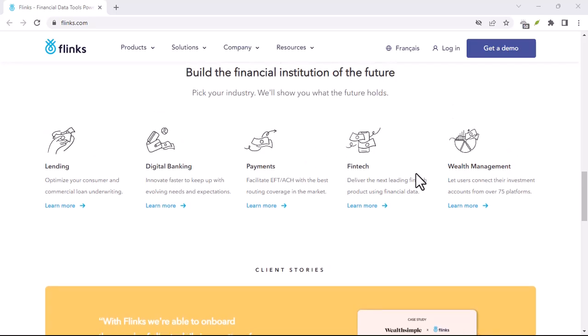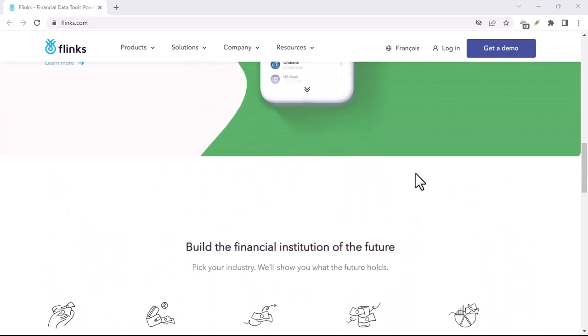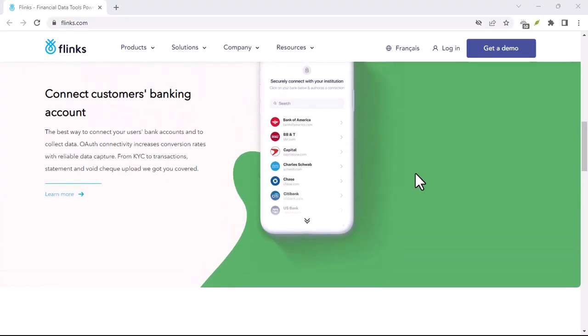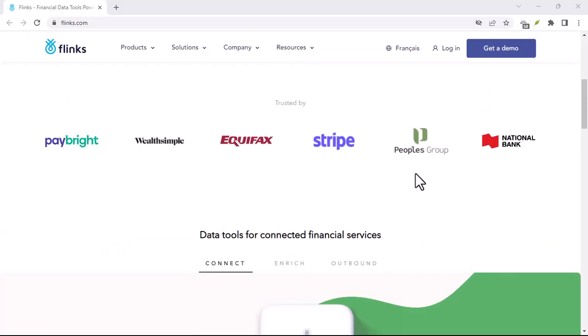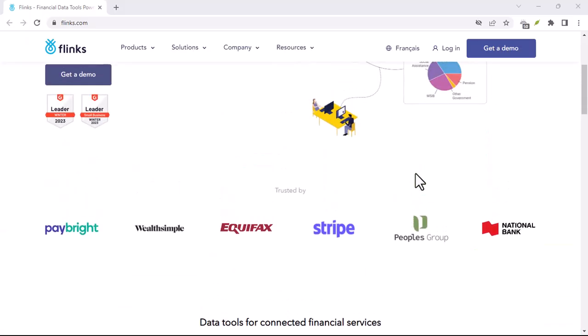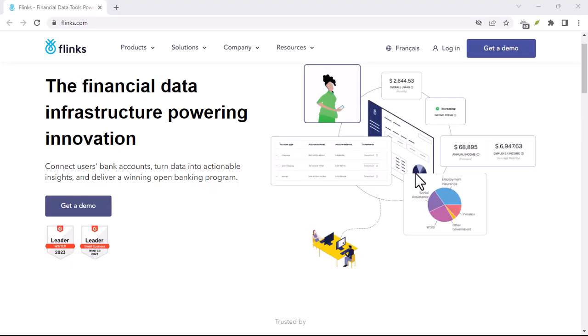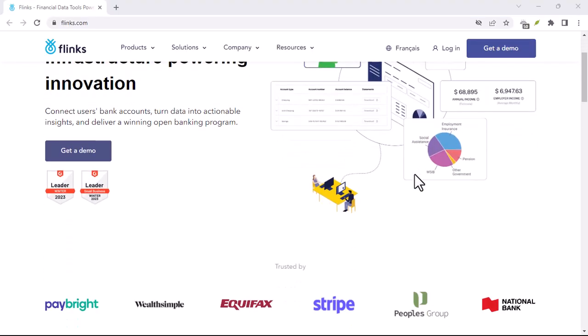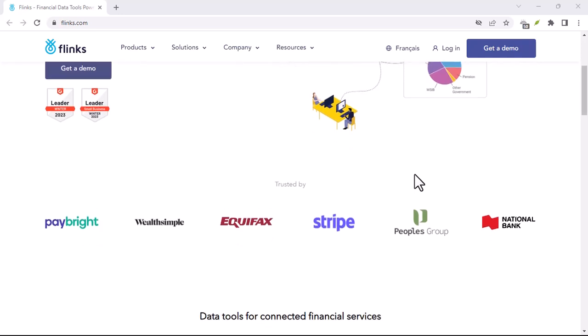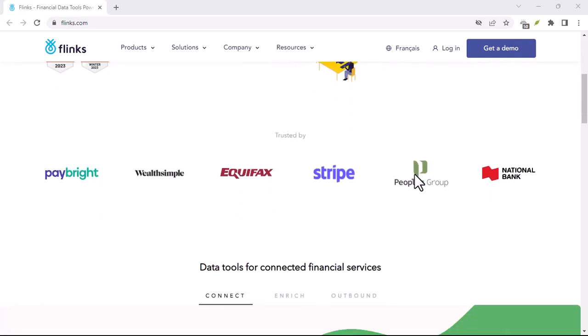Data privacy and security. It's important to note that Flinks prioritizes data privacy and security. They employ robust security measures to protect your sensitive financial information. When you grant Flinks access to your financial data, you can rest assured that your information is handled with the utmost care. Common misconceptions. Let's address a few common misconceptions about Flinks.